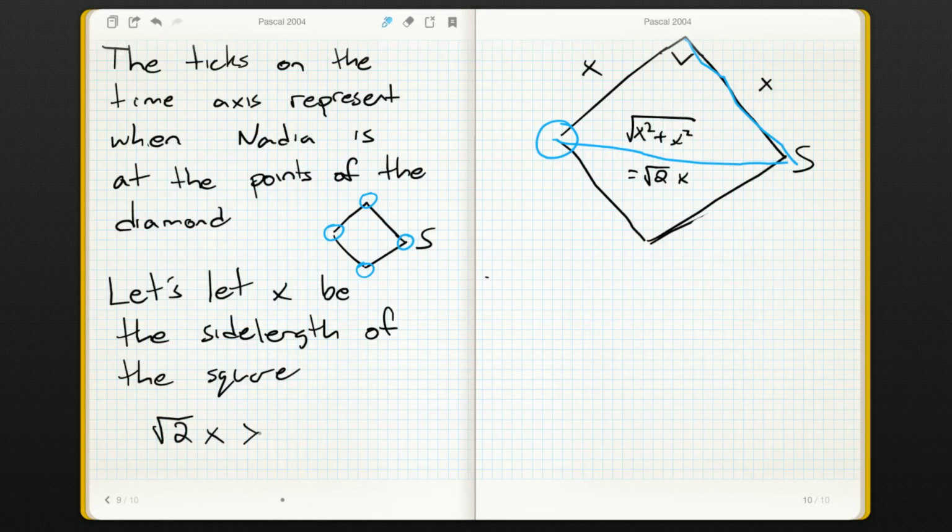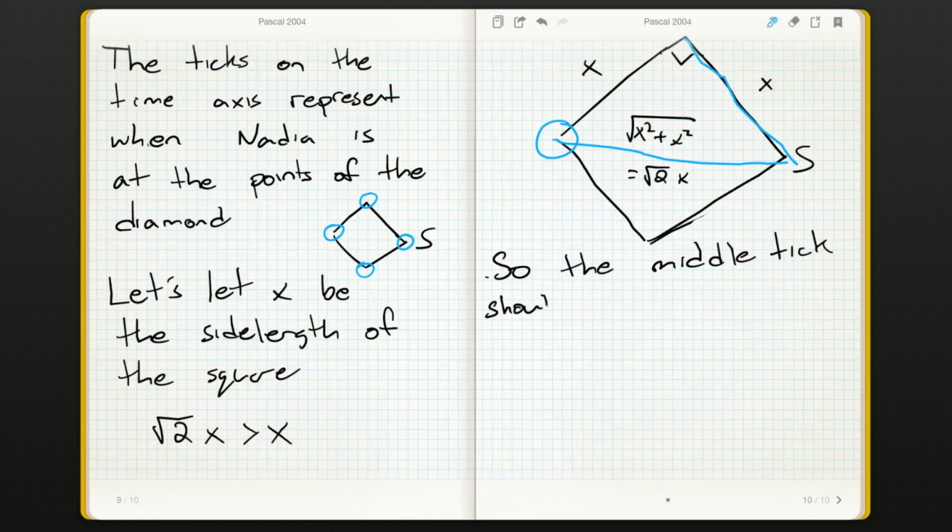Root 2 X is always bigger than X. Don't believe me? Grab your calculator out. Root 2 is bigger than 1. Root 2 times 2 is bigger than 2. So since the graphs represent the distance Nadia is from S, that means that the middle tick, since the ticks represent when she's at these points, should be below the highest point on the graph.